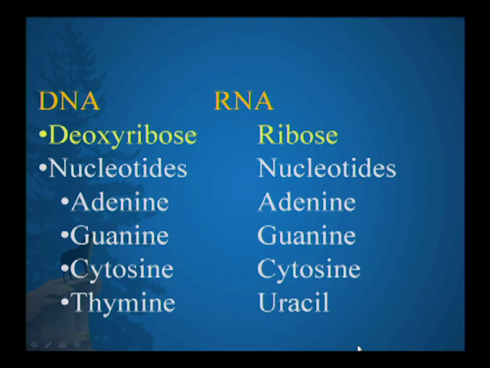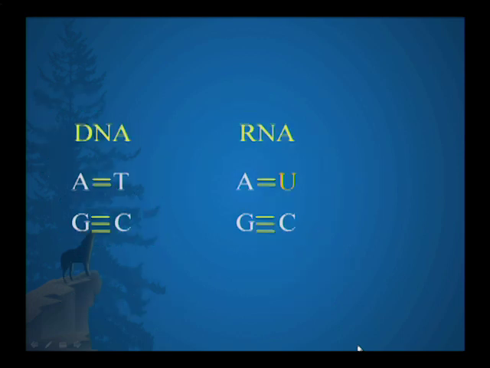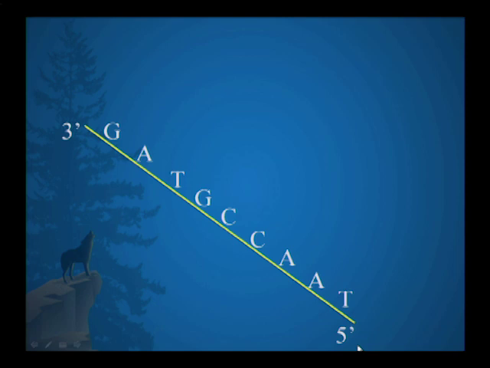So again, as we look at differences between DNA and RNA, DNA uses deoxyribose sugar, RNA ribose sugar. The nucleotides in DNA are adenine, guanine, cytosine, and thymine, whereas in RNA it's adenine, guanine, cytosine, and uracil. Again, leading to the pairings that we just discussed. And then when you look at a strand of nucleotides, even if I don't show you a lot of detail, you can determine whether it's a DNA or an RNA strand.